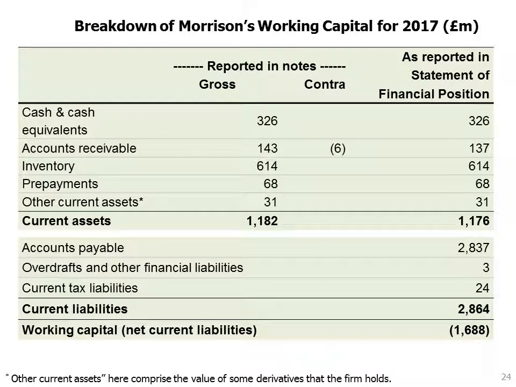And here we have a breakdown of Morrison's working capital for 2017, as reported in the notes and in the statement of financial position. Cash and cash equivalents of £326 million. Accounts receivable, 143 gross. Impairment allowance of 6 million, so net of impairment allowance 137 million. Inventory of 640 million pounds. Prepaid expenses 68 million. Other current assets, which in fact comprises the value of some derivatives. And then current assets on the balance sheet is 1176 million.